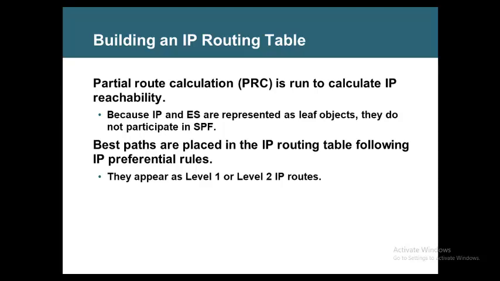Best paths are placed in the IP routing table forwarding. IP preferential rules. They appear as L1 or L2 IP route. So if the routes are learned from the same area, it's going to show as L1. If routes come from another area, then it is going to be L2 mentioned in the routing table. Do you remember the routing table of ISIS? Have you seen that? Did you see L1, L2 mentioned in the routing table before when we did the lab? You remember or you don't remember? Okay.